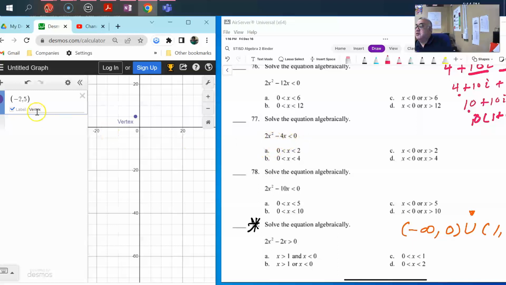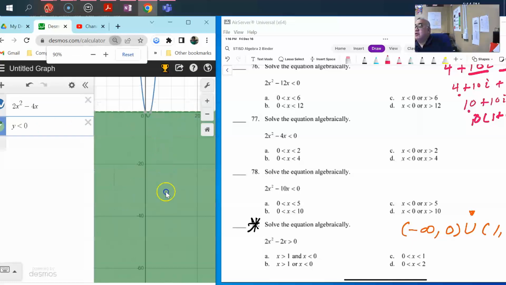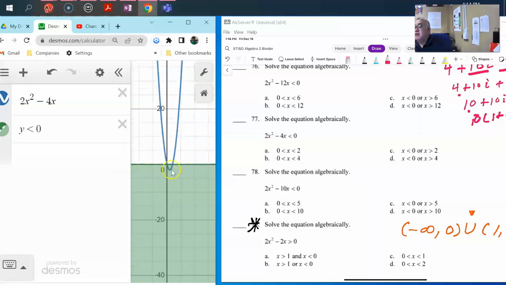For example, I want this answer here, so I know that we have 2x squared minus 4x is there, right? And we know that we have 0, 0, and we have 2, 0, and these are the 2 points that are on the x-axis. Now, what I'm interested in is the x values that will give me y is less than 0. So the only x values I'm interested in are the ones that are going to make my y value negative, which are these here at the bottom.